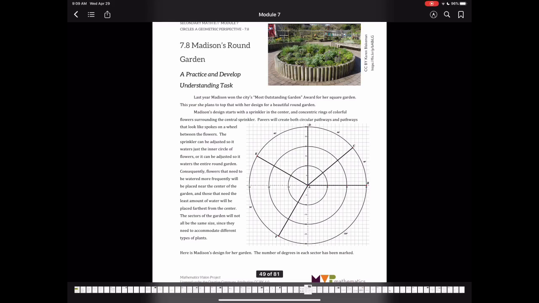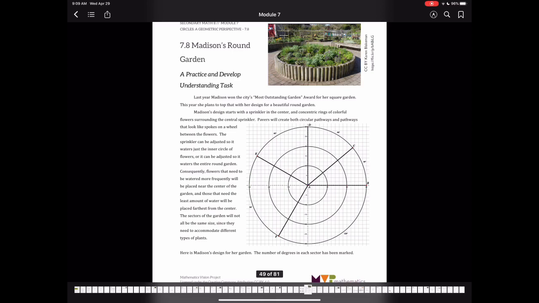Welcome to 7.8 Madison's Round Garden. It seems fitting with the spring and all the growth around us that we're talking also about a garden. Last year Madison won the city's Most Outstanding Garden Award for her square garden, and this year she plans to top that with her design for a beautiful round garden.